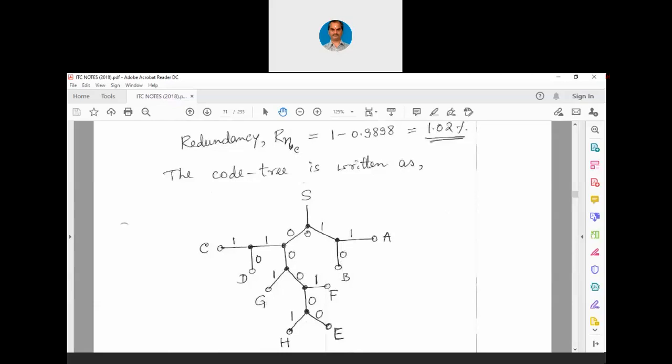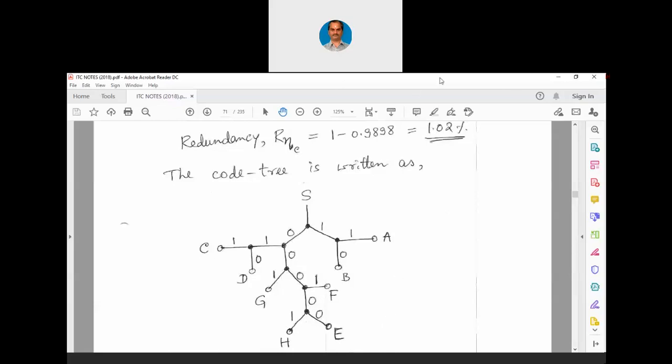Next, when we start with the second group, that is 0, again we will have 1 and we will have 0. And we have to continue like that. Again one more 1, one more 0. When we reach 0 1 1, it is C. For 0 1 0, it is D. Next, when we have 0 0 1, it is G. 0 0 0 1 is F. 0 0 0 0 1 is H. 0 0 0 0 0 is E.